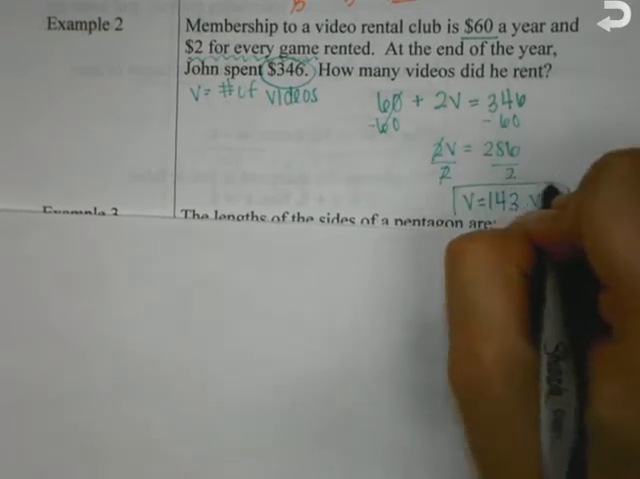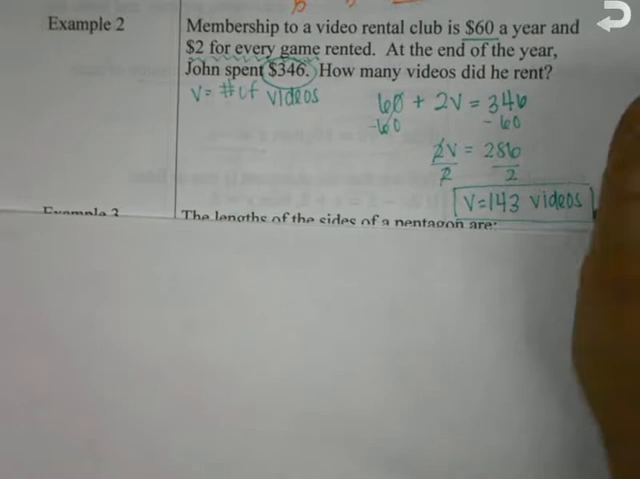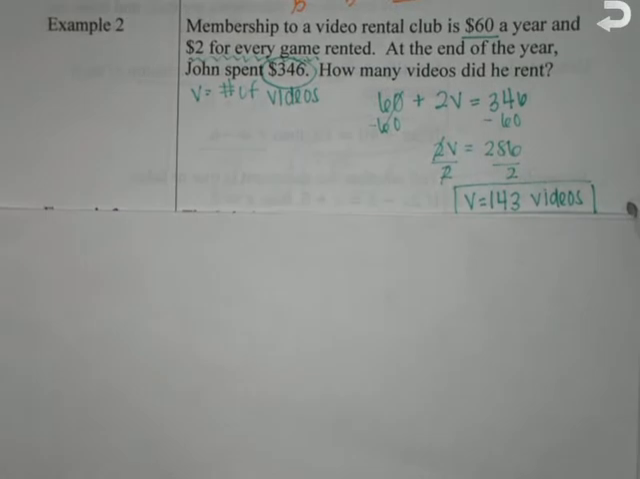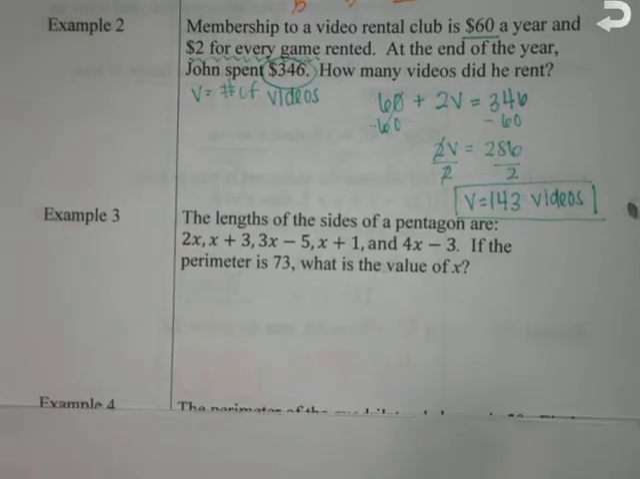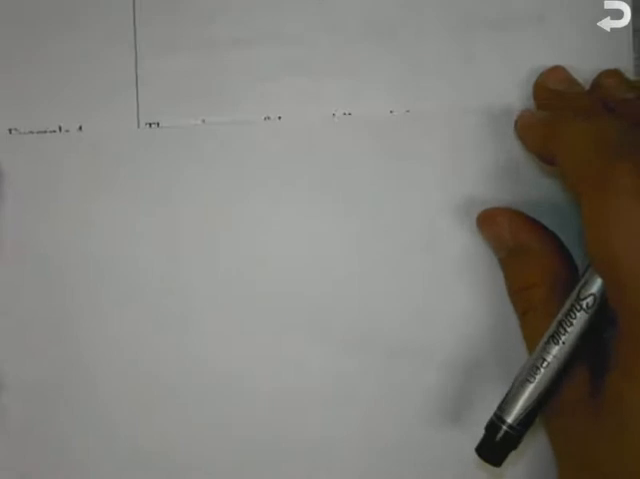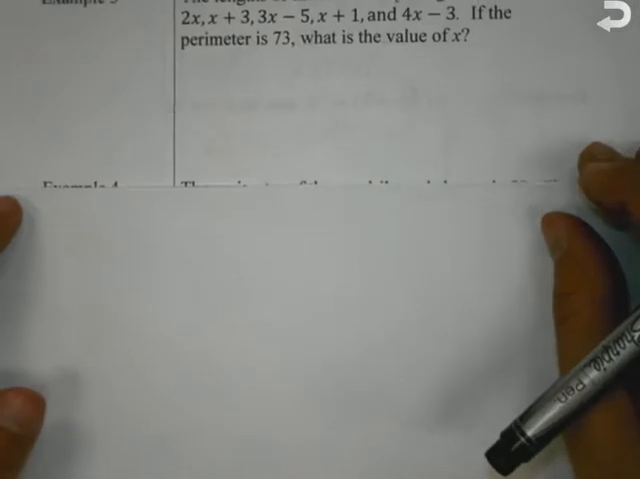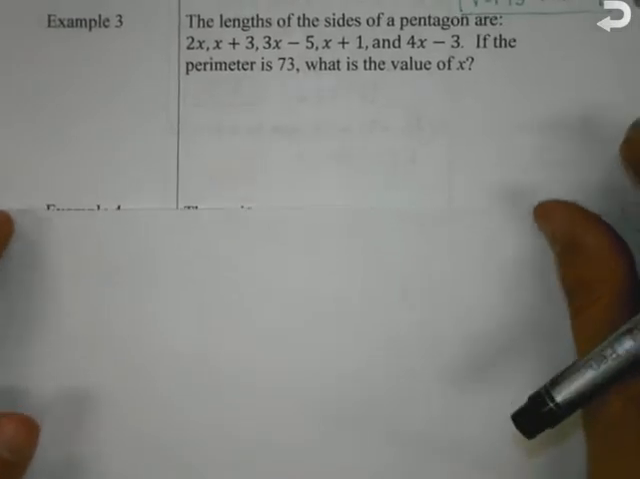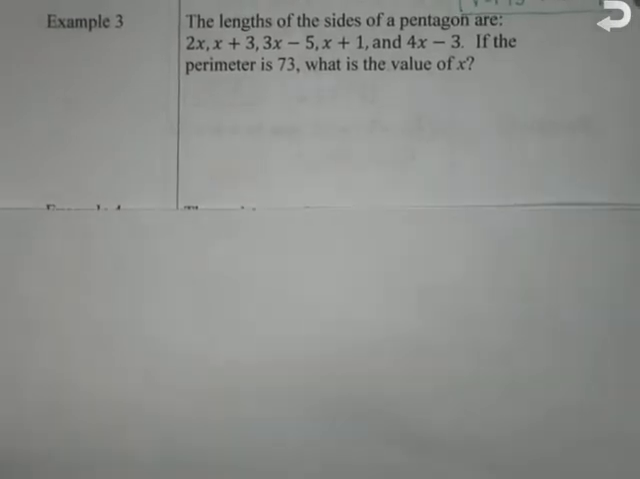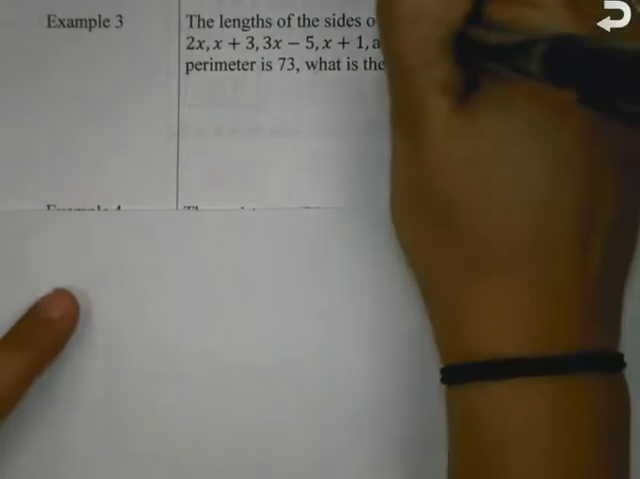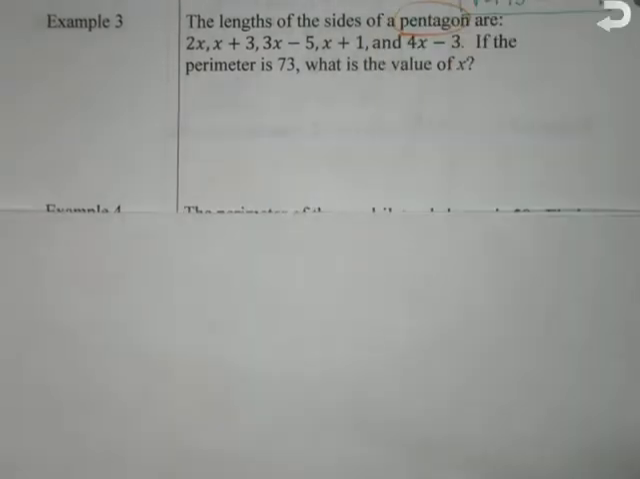Okay? Not too bad? Thumbs up, thumbs down. How are you now after doing 2 of these? Excellent. Okay, let's look at example 3. Example 3 says, the lengths of the sides of a pentagon. What is a pentagon? How many sides does it have? It has 5. 1, 2, 3, 4, 5.